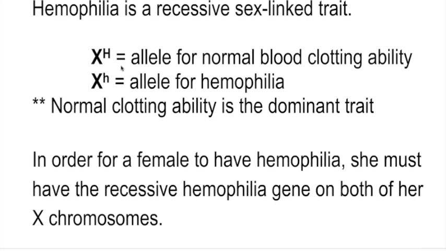So keep in mind that in order for a female to have hemophilia, she must have the recessive hemophilia gene, or the X lowercase h, on both of her X chromosomes. She needs two of those to be able to actually have hemophilia. Because remember that if there's any dominant gene present, then it's going to take over. So if she has one X lowercase h and one X capital H, then it would be the capital H that gets expressed, because that's the dominant gene.